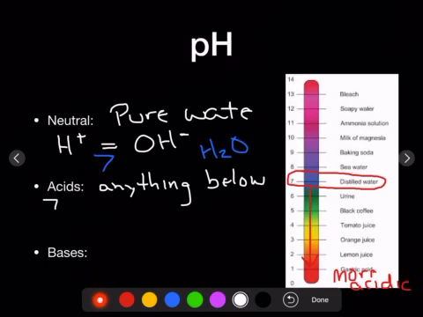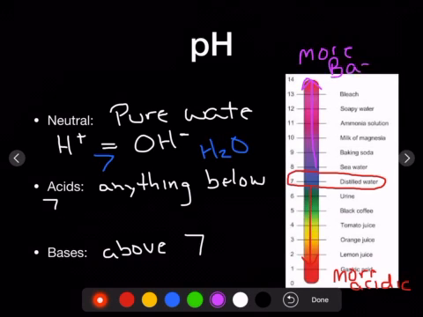Now bases are anything that is above 7. The higher the number, the more basic the solution is. The big one we have here is bleach, which is extremely basic. Something slightly basic is something like seawater. You'll notice that seawater and urine are both liquids, but one is more acidic and one is more basic. So liquids, or water-based things, can range in pH.